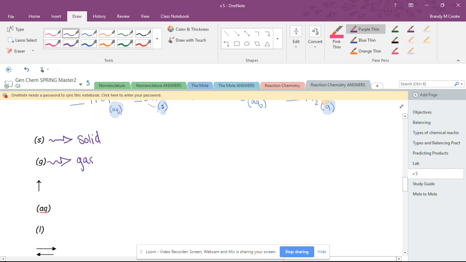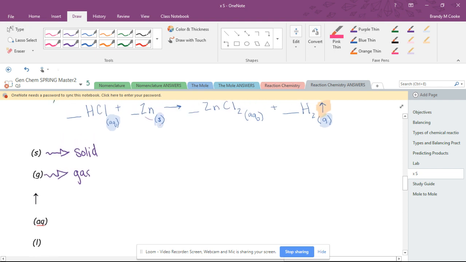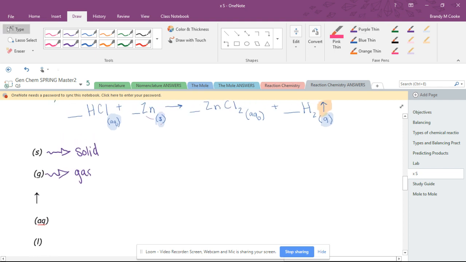I'm going to jump down to AQ, and everybody should know what AQ means because we talked about it a couple months ago. AQ means aqueous. And what does aqueous mean? Dissolved in water. So aqueous means dissolved in water.